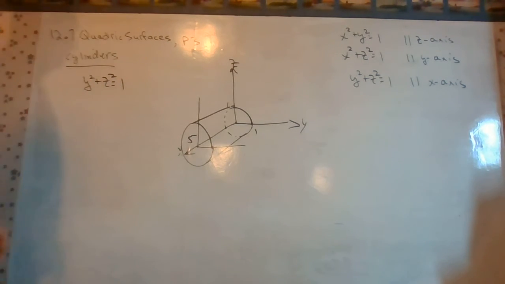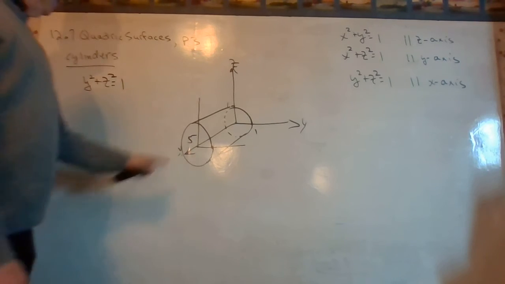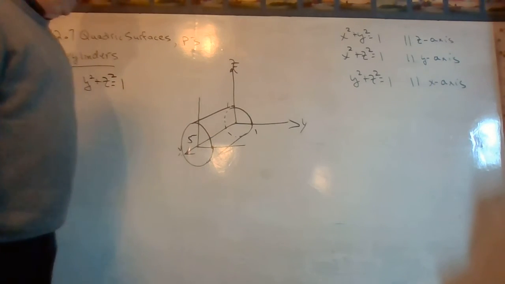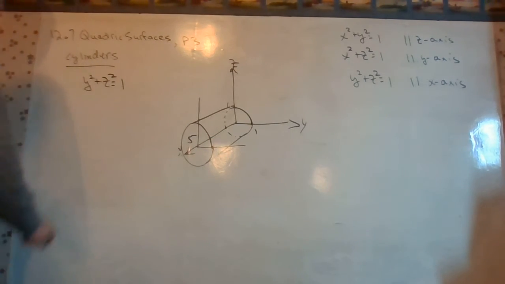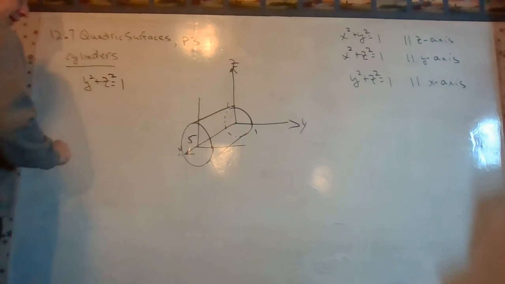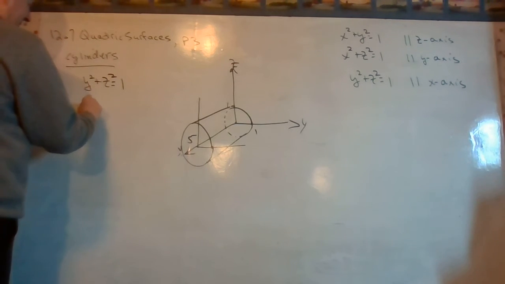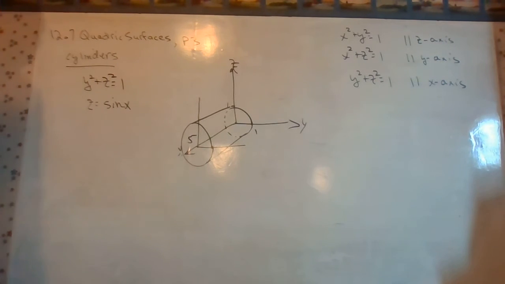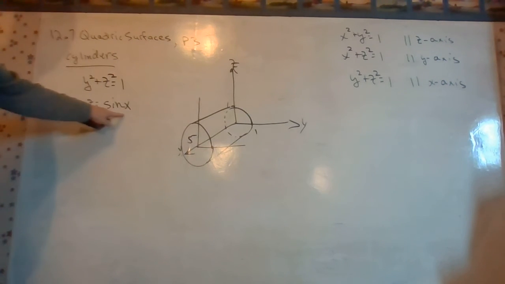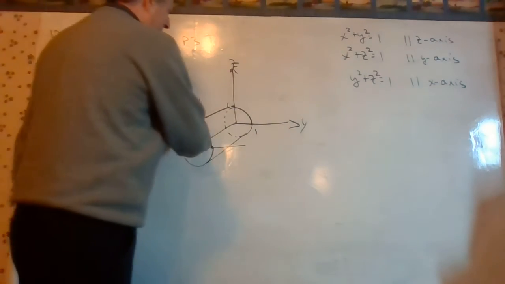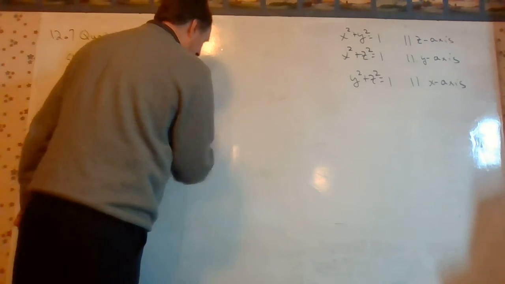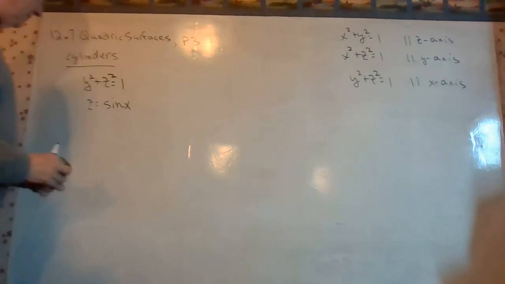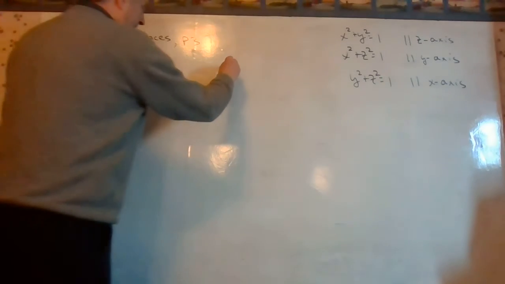X is missing. Well, this is what's called a right circular cylinder. There are other cylinders. Let's suppose we have z equals sine x. Believe it or not, that's a cylinder that's also called an open cylinder. Anytime you have a curve with a missing variable, it defines a mathematical quantity called a cylinder.